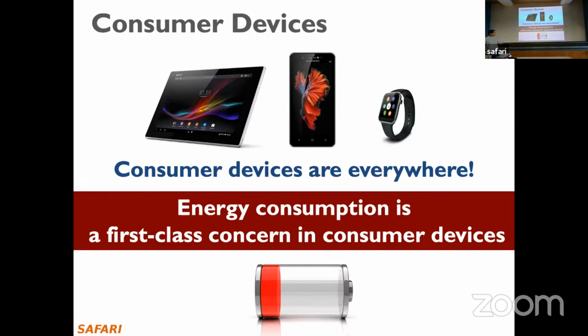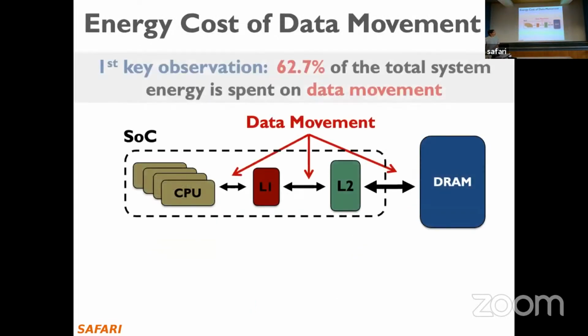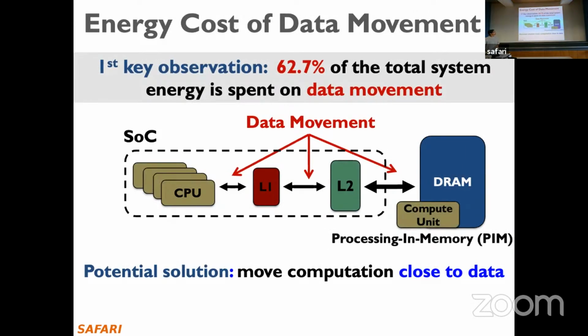Yeah, I was saying that energy consumption is important for consumer devices. These devices, like an iPad, cell phone, or smartwatch, typically rely on batteries, and we want to extend the lifetime of the battery as much as possible. In this work, 4 important workloads are analyzed: Google Chrome, TensorFlow Mobile, and the video playback and video capture of VP9, which is used in YouTube, for example. For motivation, you already know this: a lot of energy cost is on data movement, 62.7% of the total system energy is spent on data movement.